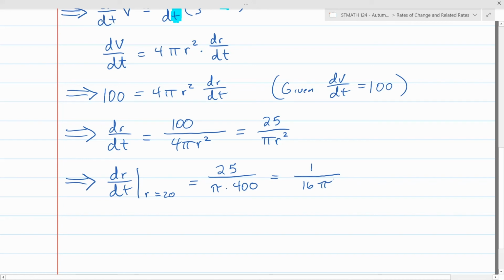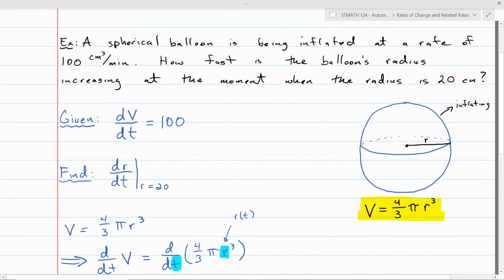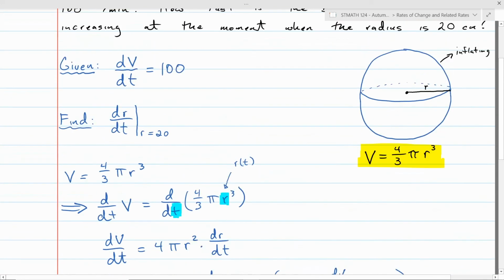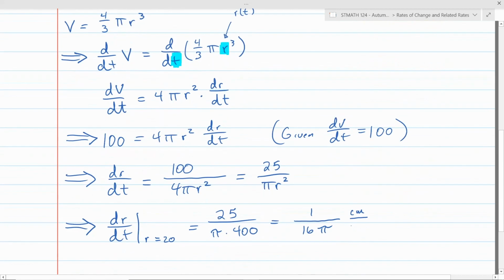And what are the units here? Well, r was being measured in what units in this problem? Centimeters. So the units on this would be centimeters, and then since we're differentiating with respect to time, we have to look and see what were the units of time in the problem. It was minutes. So this is centimeters per minute.